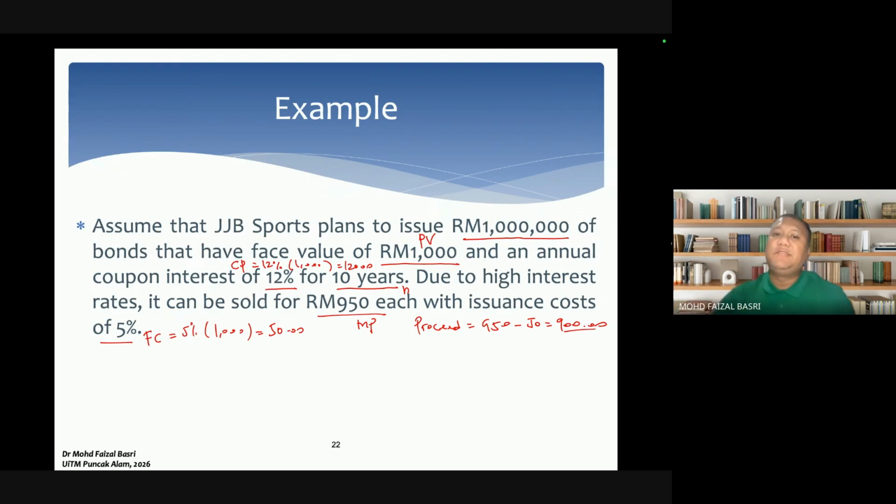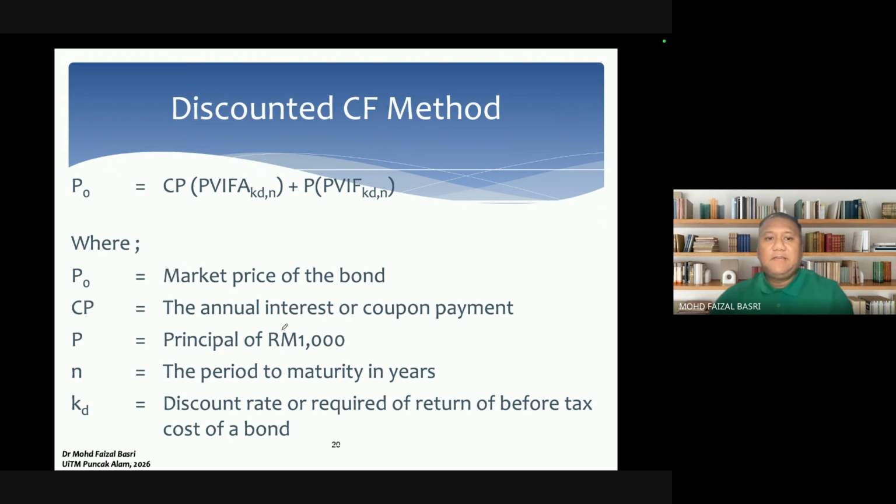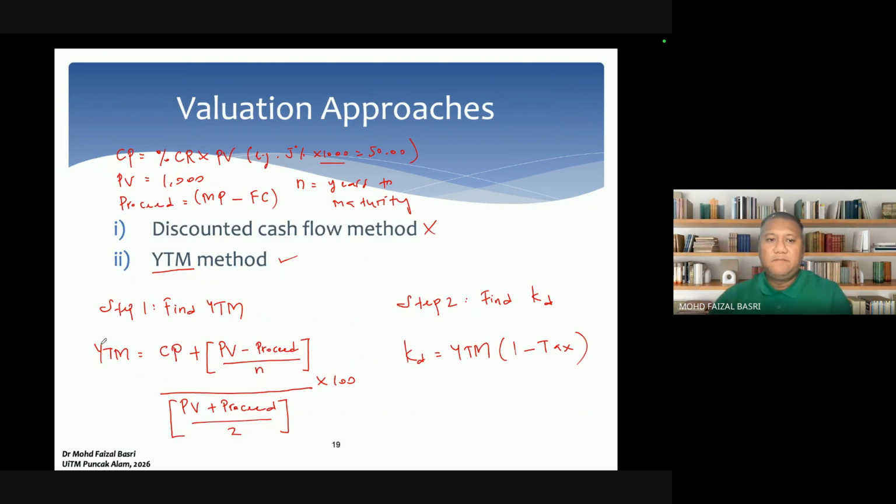So now we have 4 information required. We have the CP, we have the PV, we have the proceed, and we have the N. Kan? So we can calculate with step number 1 to calculate the YTM. Okay, calculate YTM. So ni formula dia tadi we solve by using this formula, CP plus par value minus proceed divide by N, and then we divide everything by PV plus proceed divided by 2, and then we multiply with 100.